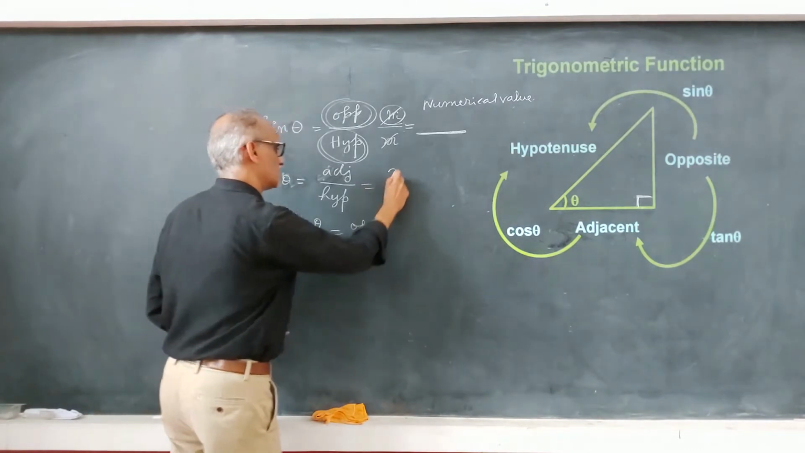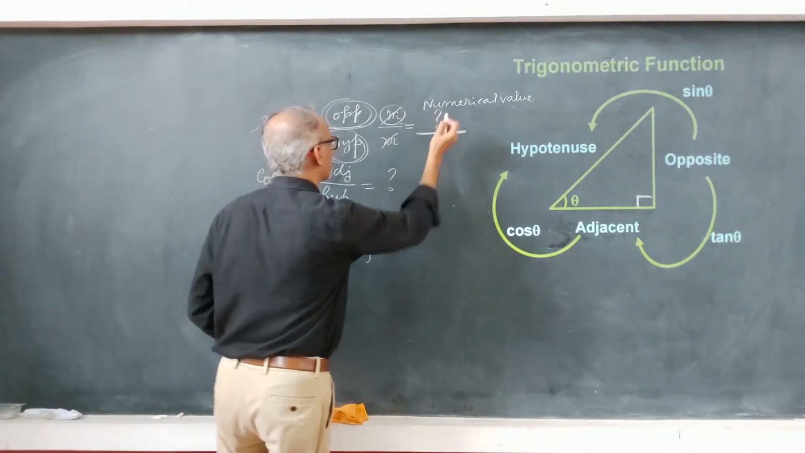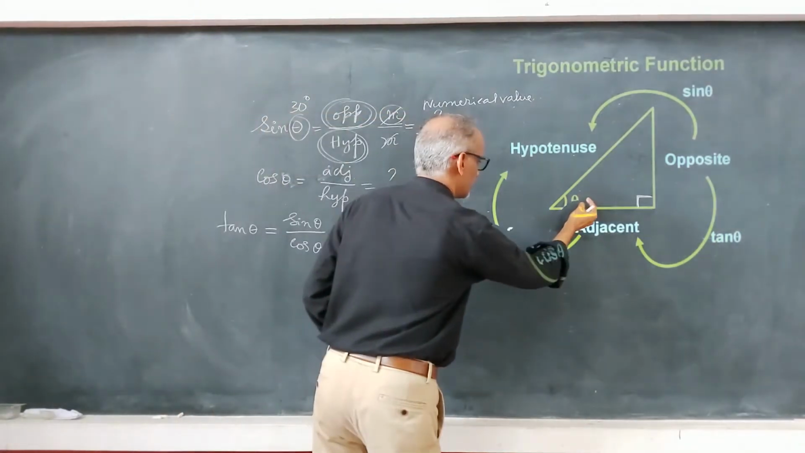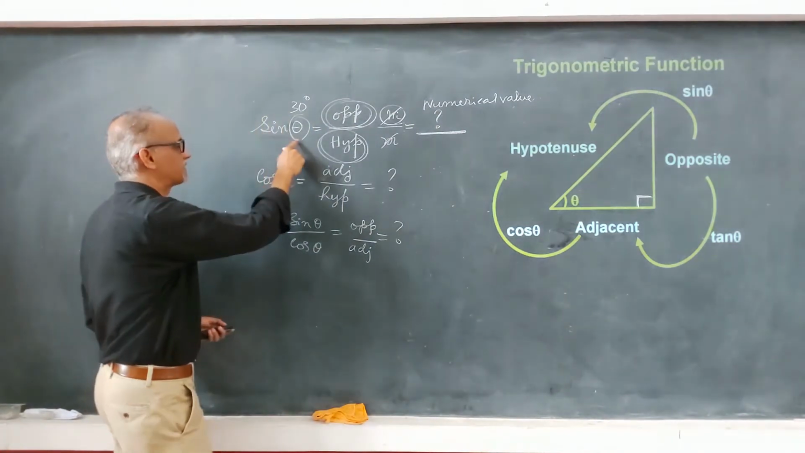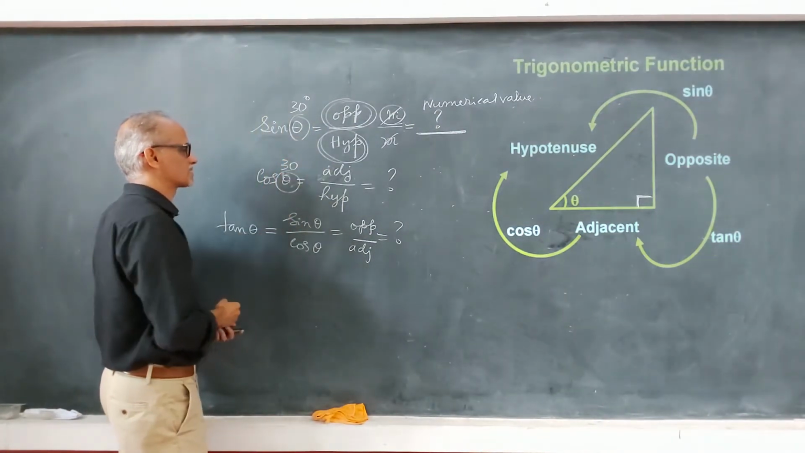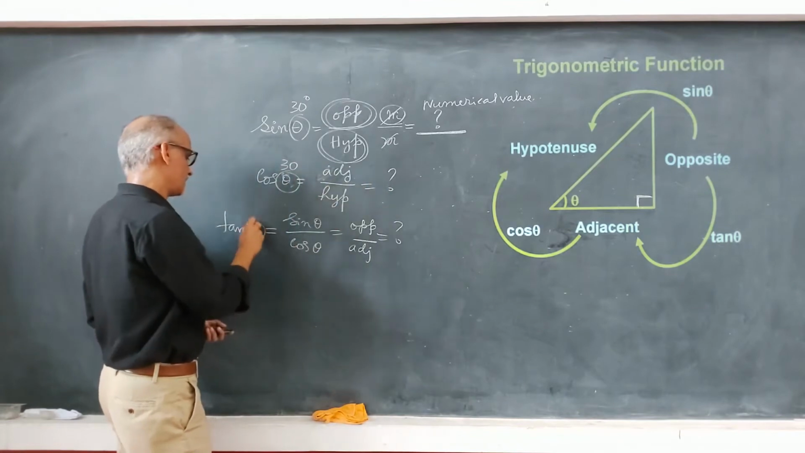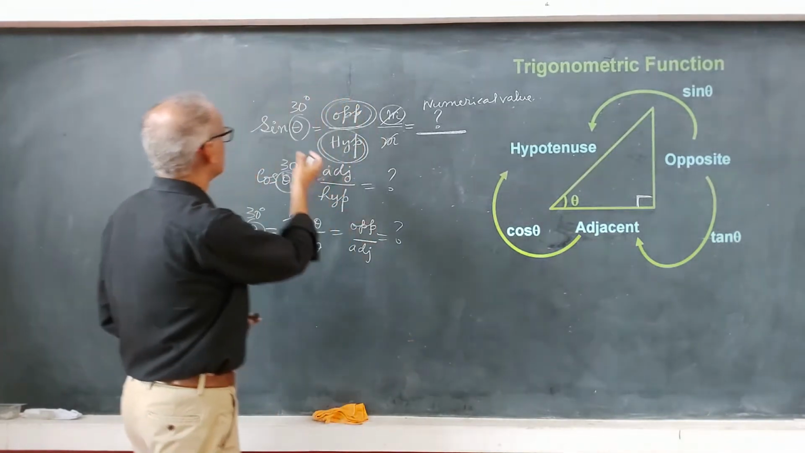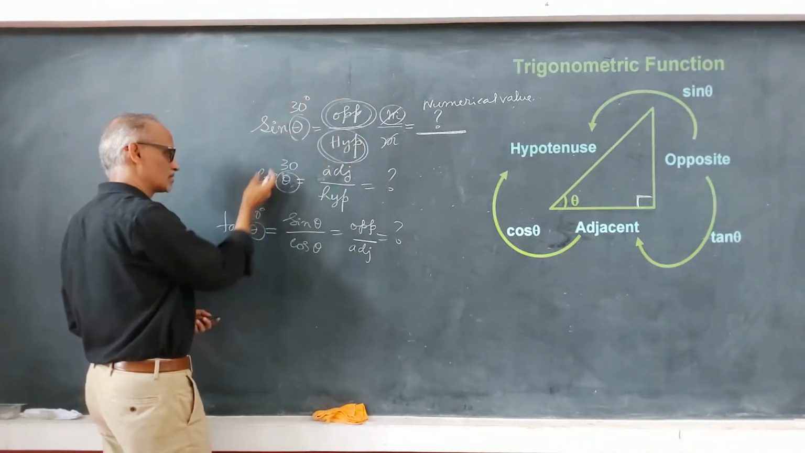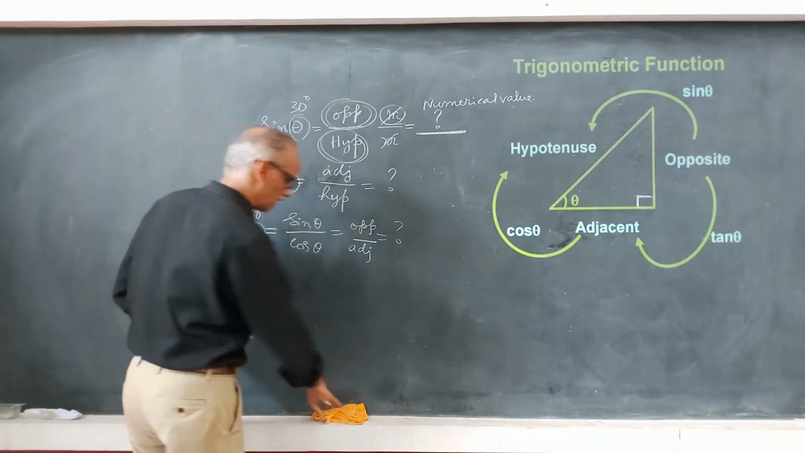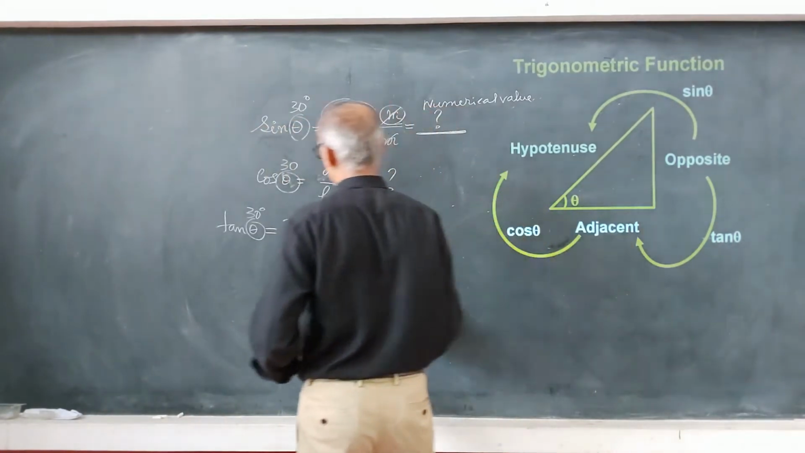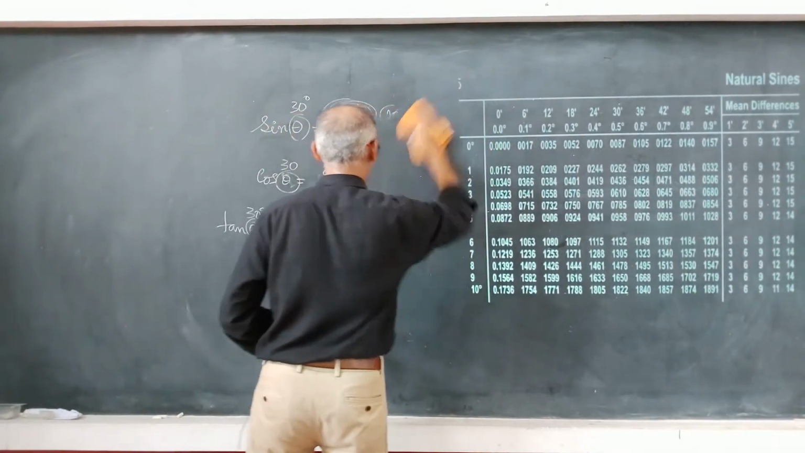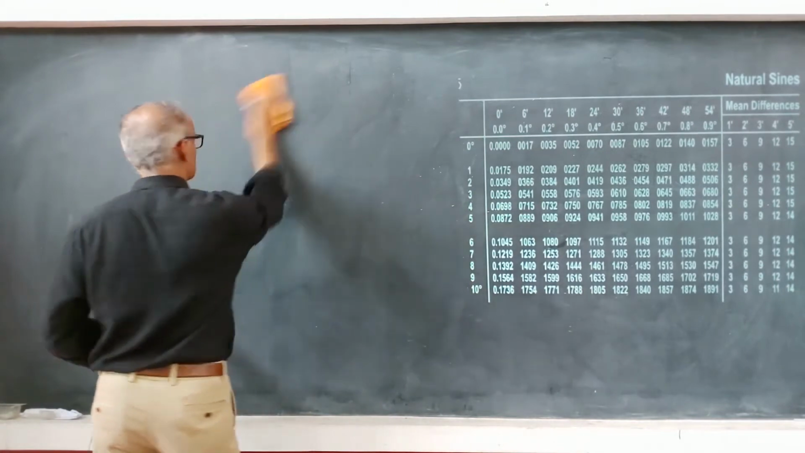So the next question is what is the value of that number? For example, if this angle is 30 degree, then what is the value of sine 30 degree? If theta is 30 degree, what is the value of cos 30? If it is tan 30 degree, what is the value? To find the sine, cos, and tan of a particular angle, we have a trigonometric table, just like the logarithmic table.